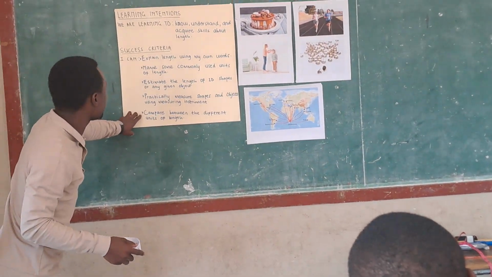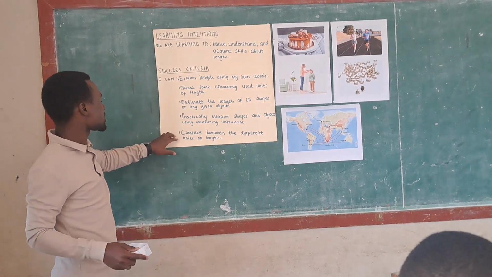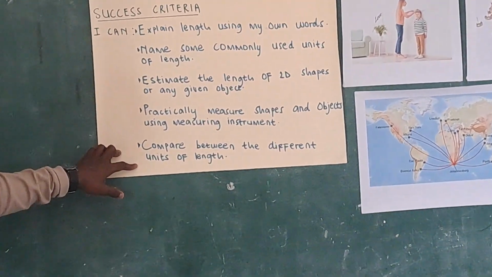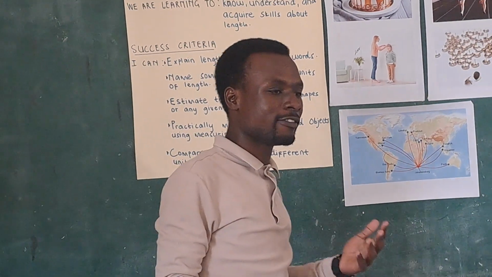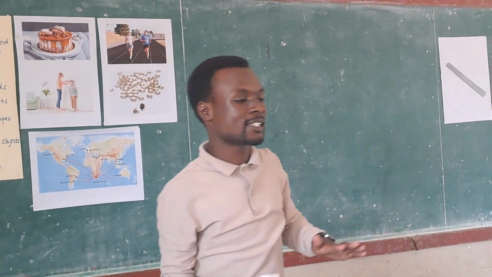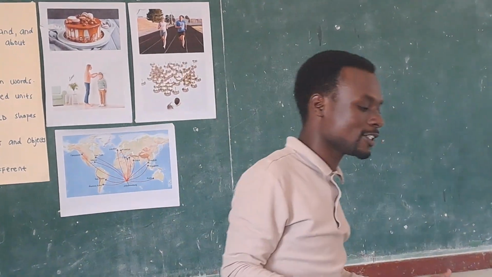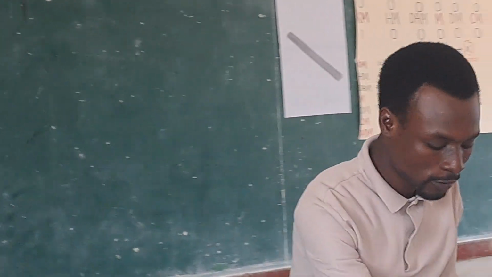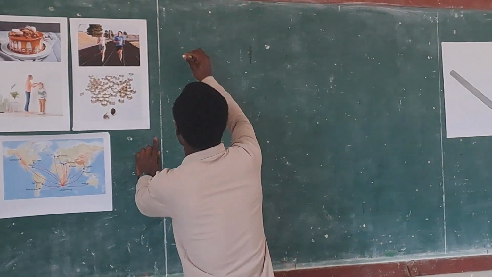Success criteria number 5. Let us read it, all of us. I can compare between the different units of length. Yes, you can compare between the different units of length. You can state that this unit of length is bigger than this one, and this one is smaller than this one, and this one is average. So, what is length?